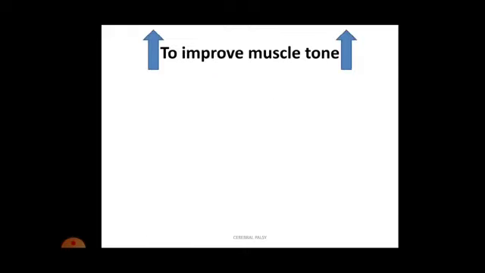Now to improve the muscle tone, what can be done? So weight bearing has advantage. Okay, if the tone is less, weight bearing will increase the tone. If the tone is more, weight bearing will reduce the tone. In short, we can say that weight bearing will normalize the muscle tone.